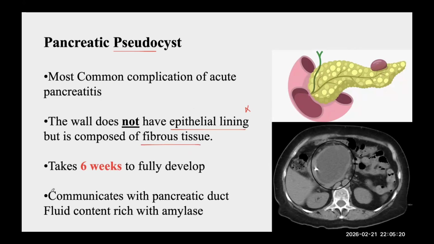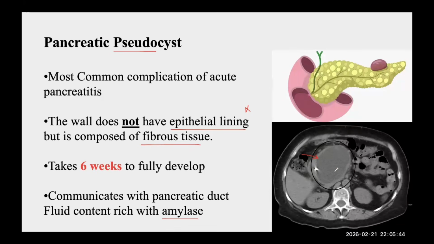It takes 6 weeks to fully develop, and this timing is very important. This can come in clinical scenarios as someone who had acute pancreatitis, and then after 6 weeks, he presents with whatever symptom, with whatever enzymes elevated. You should be suspecting a pseudocyst and order a CT to check for this pancreatic pseudocyst. It communicates with the pancreatic duct, as you can see here. Fluid content is usually rich with amylase.